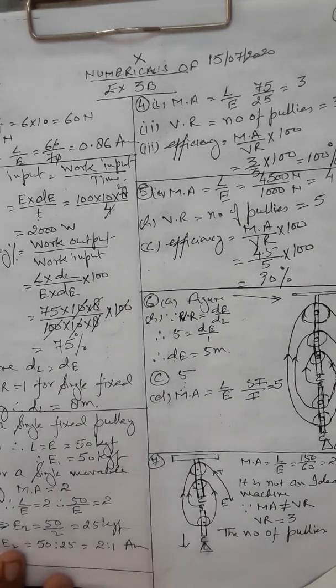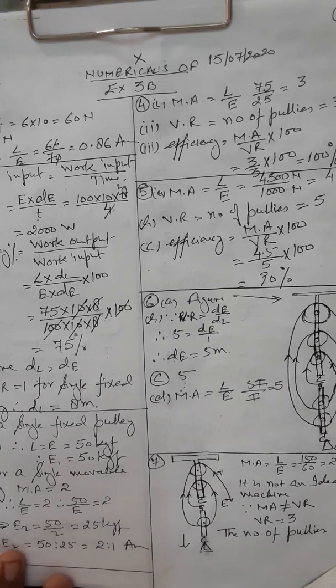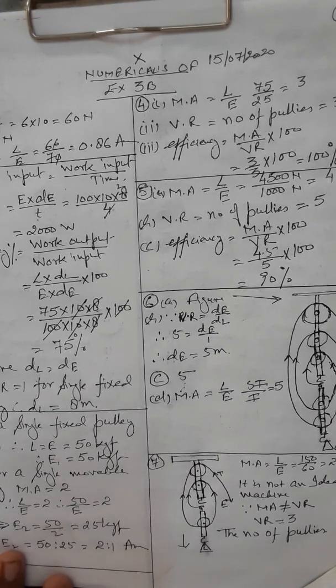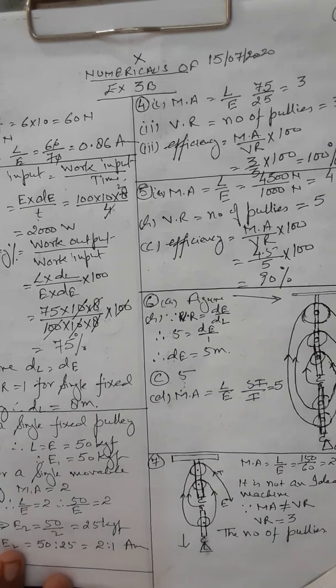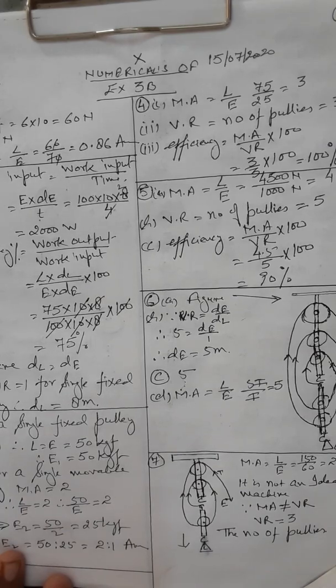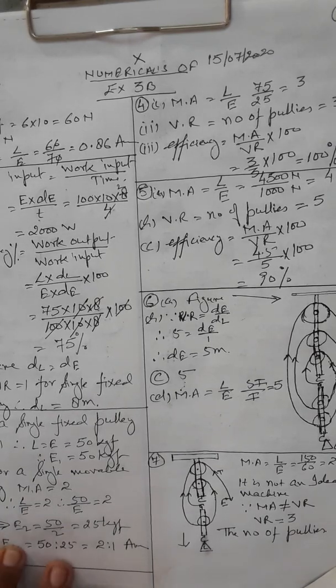A woman draws water from a well using a fixed pulley. The mass of the bucket and the water together is 6 kg. The force applied by the woman is 70 Newton. Calculate the mechanical advantage. See, mechanical advantage is equal to load upon effort.